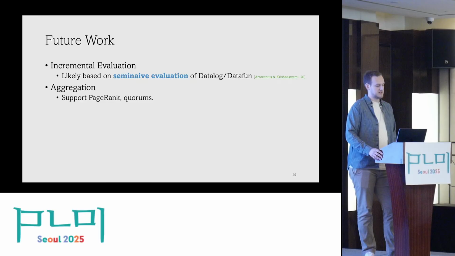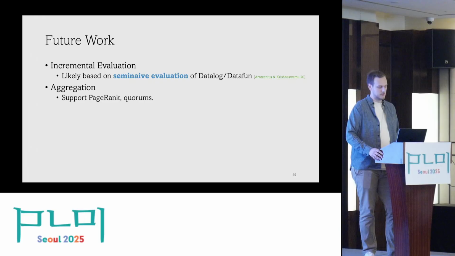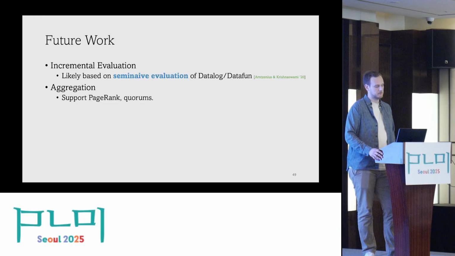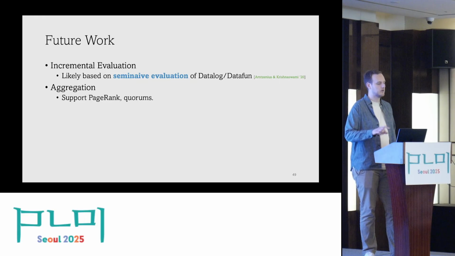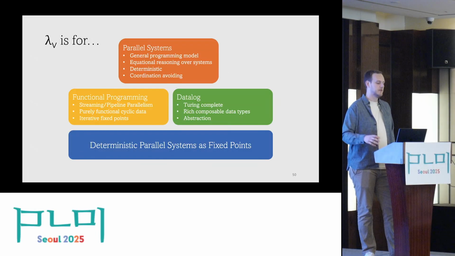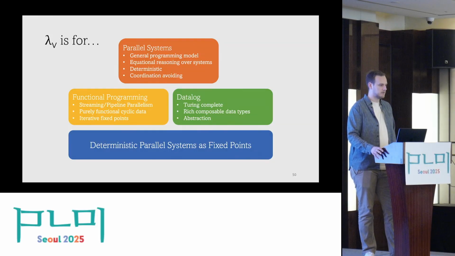So we'd like to be able to express algorithms like PageRank using aggregation, and we'd also like to be able to write distributed quorums where you want to be able to count the votes that are shared between a set of nodes. So in sum, lambda join integrates ideas from a lot of different areas: functional programming, Datalog, parallel programming. And if you're interested in any one of these areas, you might be interested in looking at the paper to see what you could learn from the others.